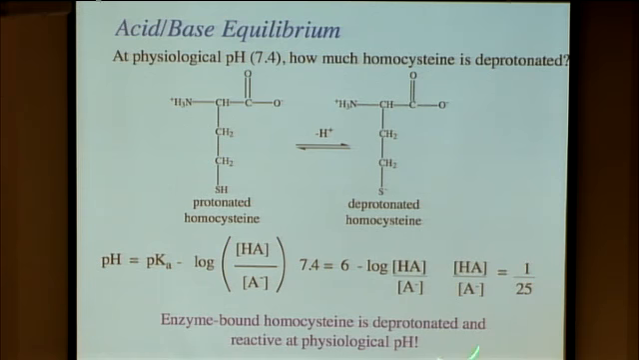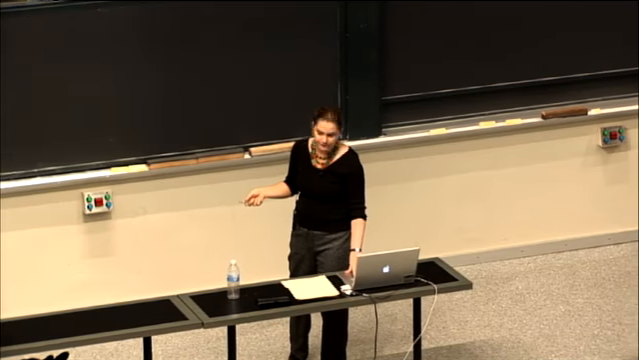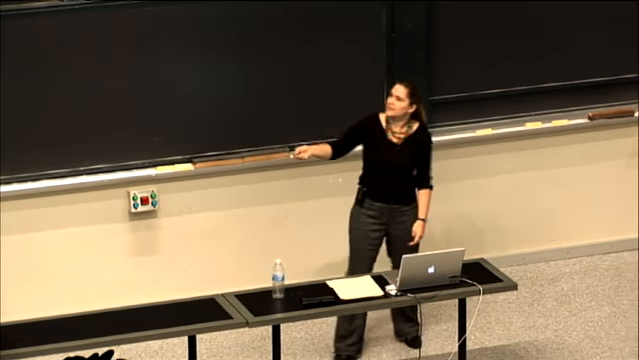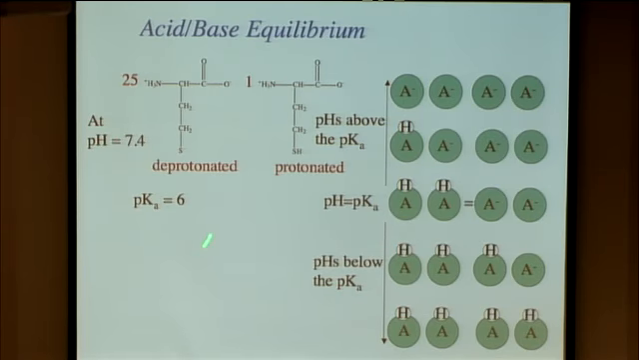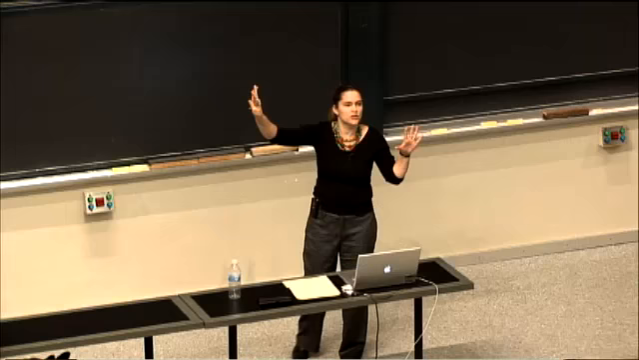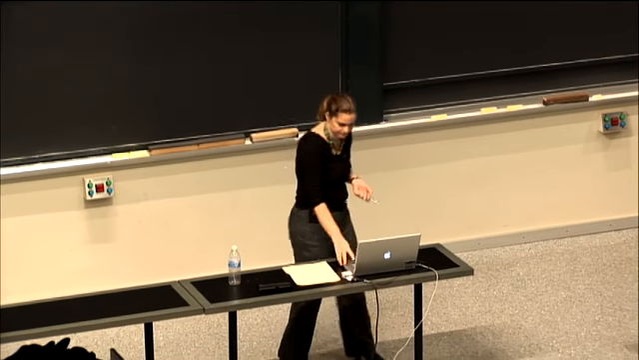So most of the homocysteine is deprotonated at physiological pH, which means that it can react. So if we go back to this now, our pKa is now 6. And so physiological pH is now above that pKa. So when you're above the pKa, you should have more deprotonated than protonated. So that's how you can rationalize these things.